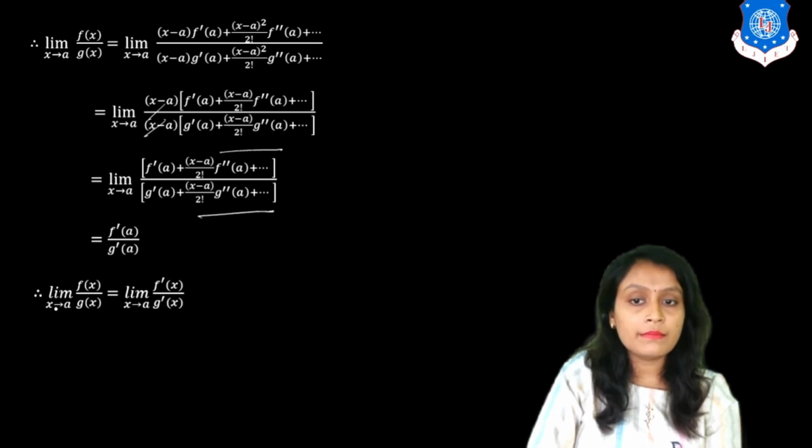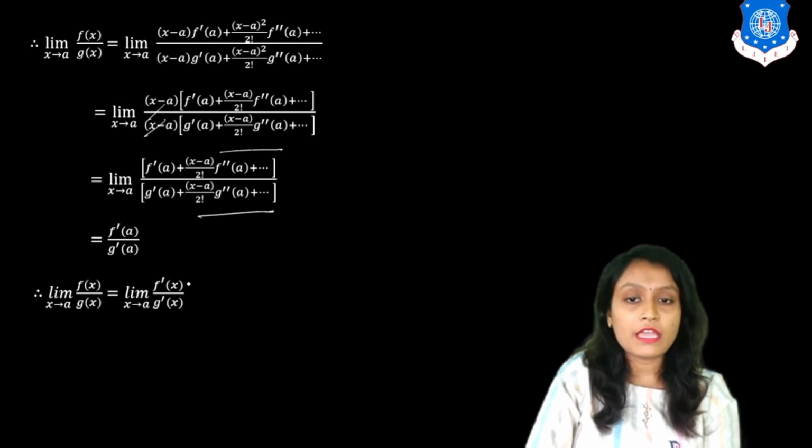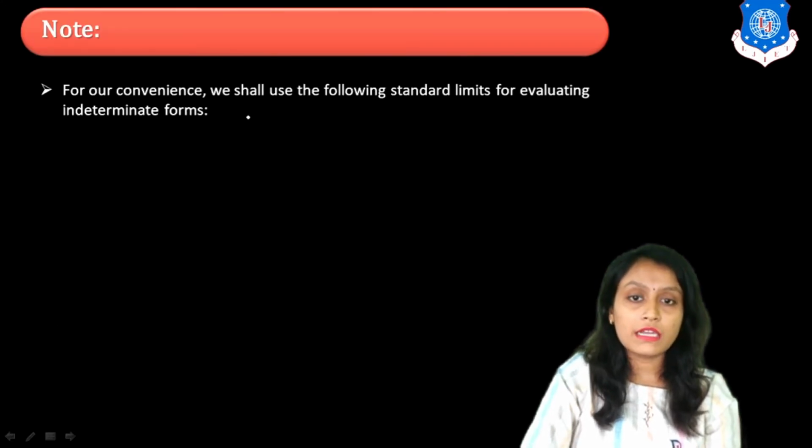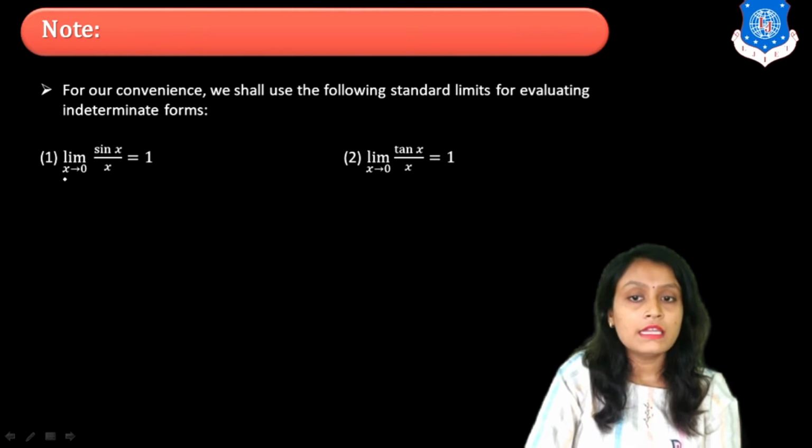Therefore we can say limit x tends to a, f(x) upon g(x) is equal to limit x tends to a, f'(x) upon g'(x). Okay. Now for our convenience, we shall use the following standard limits for evaluating indeterminate forms. The first one is limit x tends to 0 sin x upon x is equal to 1. Limit x tends to 0 tan x upon x is equal to 1.